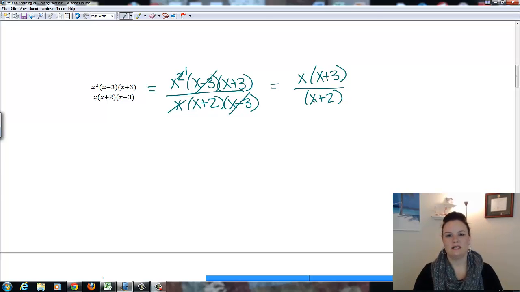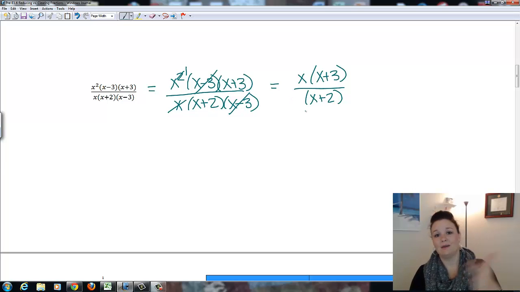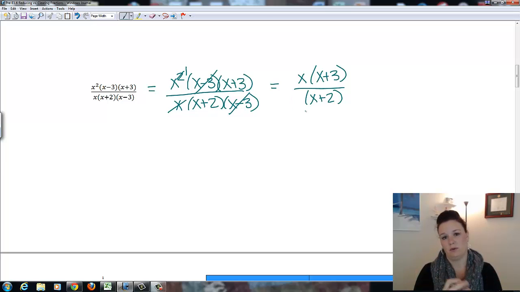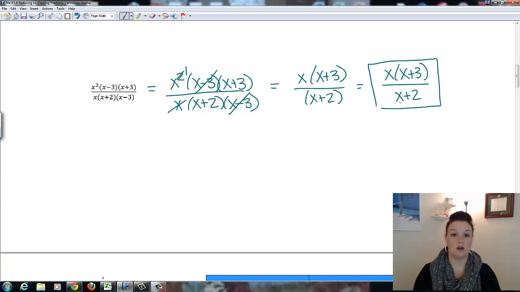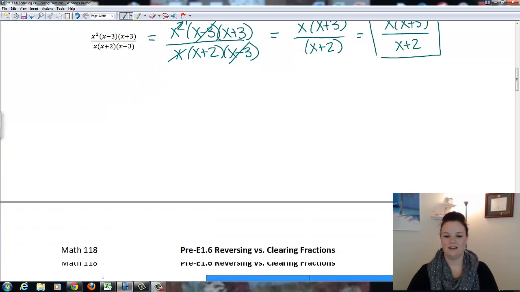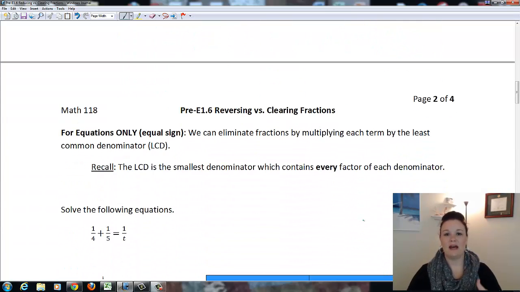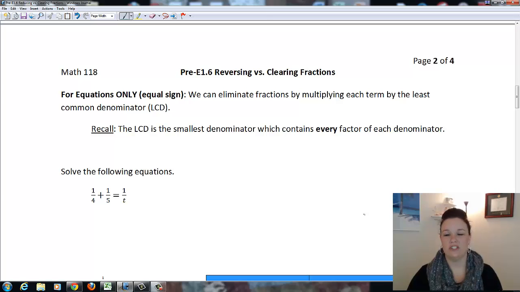Okay, and on a test or in my math lab, if there's no factors being multiplied times a quantity, you don't have to put parentheses around the quantity. So you could enter this in my math lab as such, or you could just put x times x plus 3 all over x plus 2. Okay, we don't need the parentheses if there's not a factor out front of it. Okay, all right, so that was just reducing.